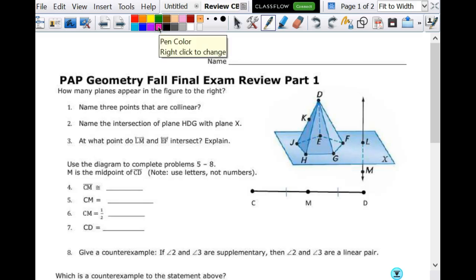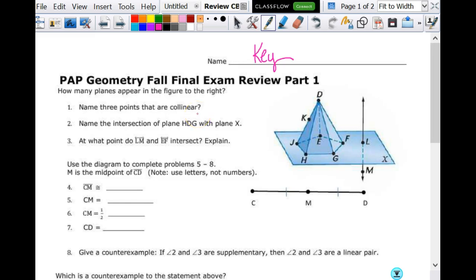Okay, so this is the key to the first part of your semester exam review. And so this first one says, name 3 points that are collinear. And remember, collinear means that there's points that lie on the same line. If it said coplanar, those would be points and lines that lie in the same plane. So collinear means on the same line.